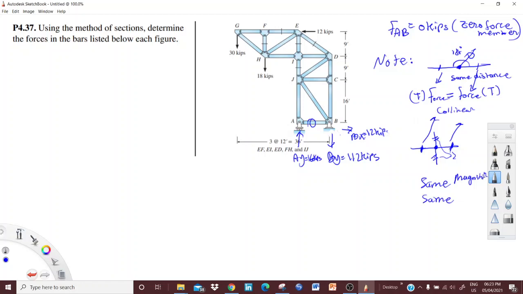Same magnitude and the same direction. So if this is tension, therefore this is tension. If this is compression, therefore this is compression. Similar goes with this one.